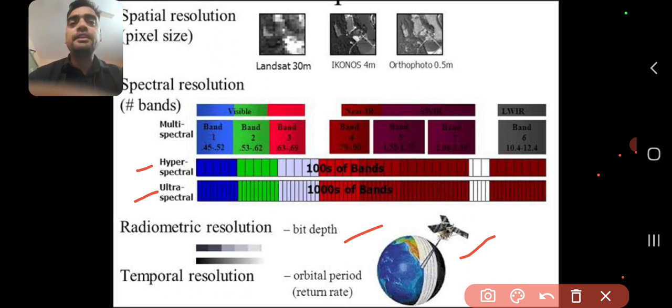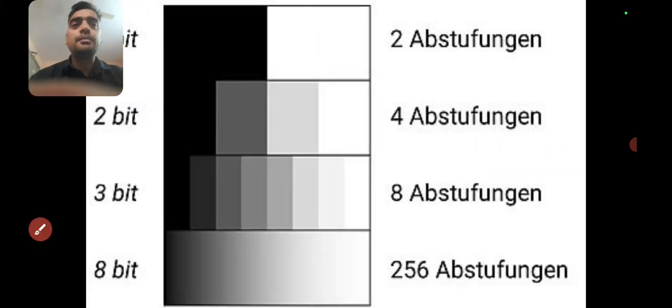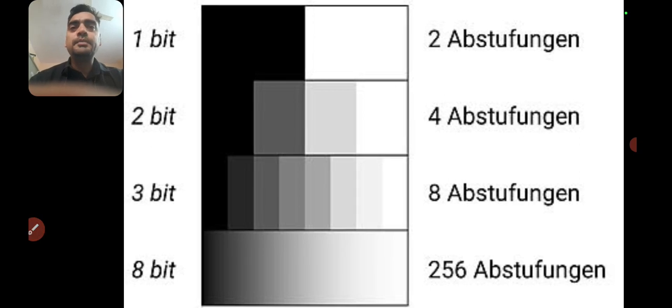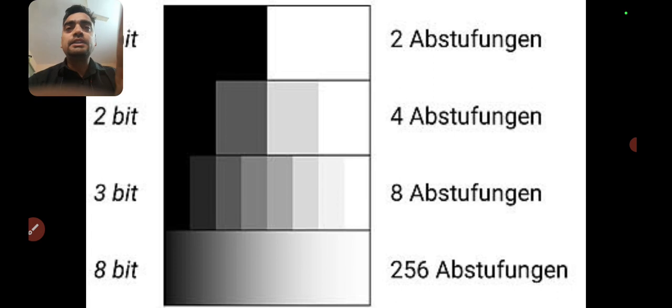Next is the radiometric resolution. It is the ability of the sensor, or it is about the bit depth, like in how many bits it can work. See the example, if there is 1 bit, it will show black and white only. But if you have 2 bit depth, it will differentiate 4 shades of black and white.